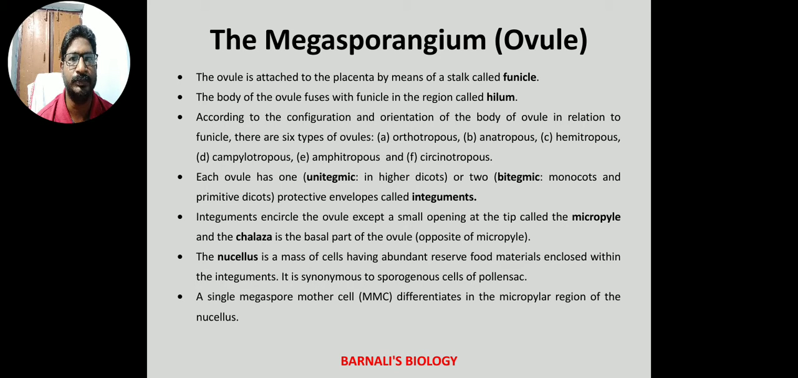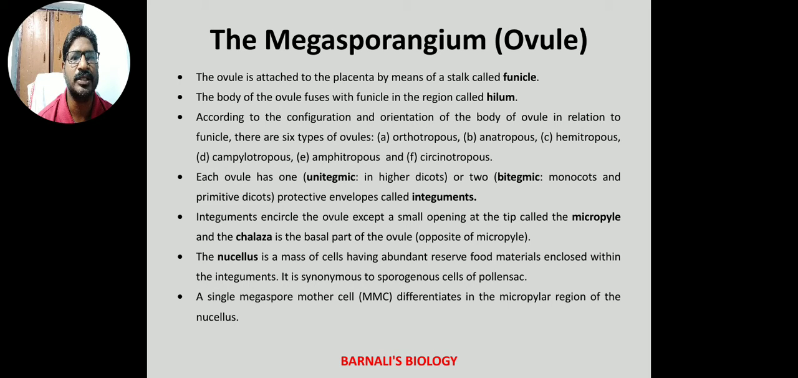The megasporangium is also called the ovule. The ovule is attached to the placenta by means of a stalk called funicle. The body of the ovule fuses with funicle in the region called hilum. According to the configuration and orientation of the body of ovule in relation to funicle, there are 6 types of ovules: orthotropous, anatropous, hemitropous, campylotropous, amphitropous and circinotropous.